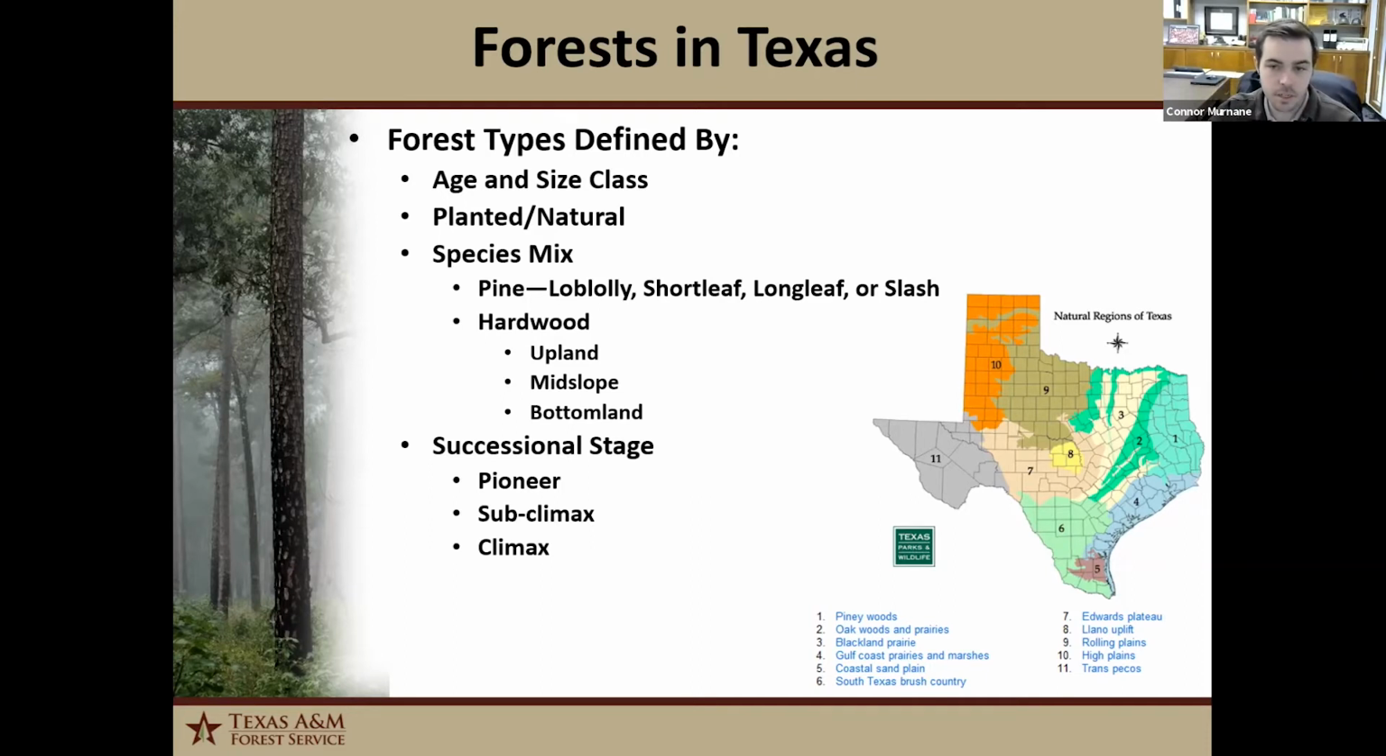Successional stages of forests in Texas are divided into pioneer, subclimax, and climax species. The yaupon, of course, is going to be a dominant pioneer species, if not controlled. It will outcompete natural regeneration of your climax species, which would be pine in East Texas, of course.